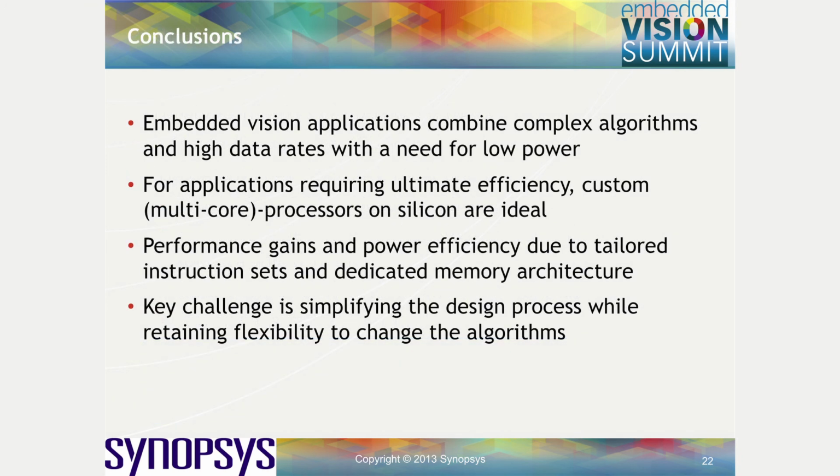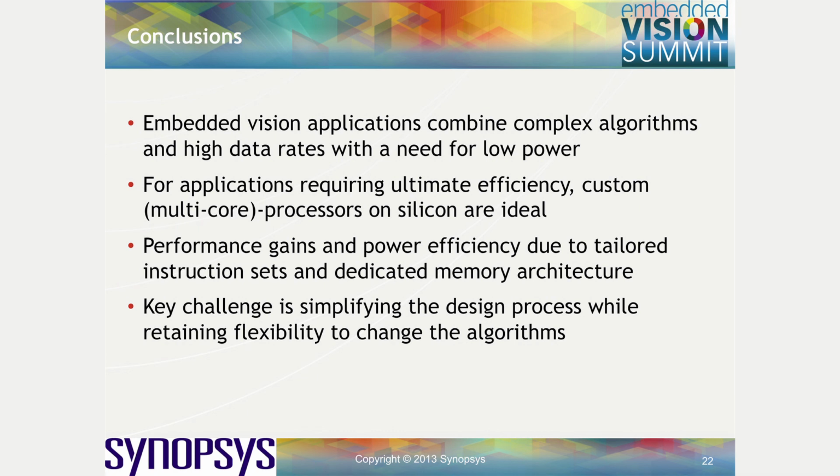So to conclude, embedded vision applications require very complex, high computational algorithms to be implemented at very low power, but you need the programmability because of the complexity of it. Application-specific processors are actually a very good way to address the problem of combining the low power requirements with the programmability and the complexity and the high performance that is required for the algorithms. The performance gain that you get by tailoring your architecture to the problem is quite dramatic.